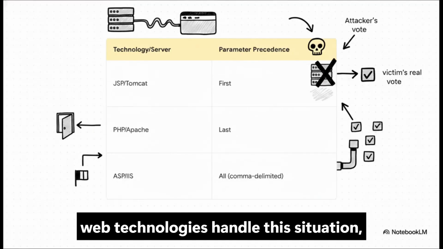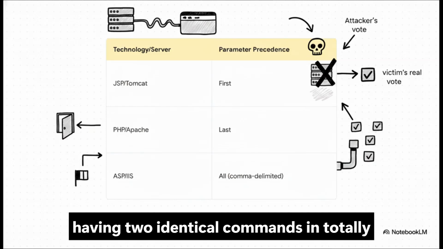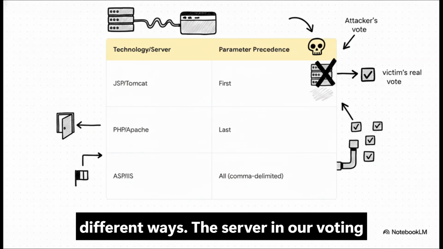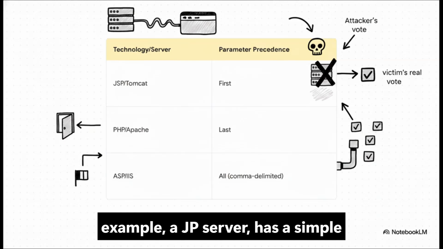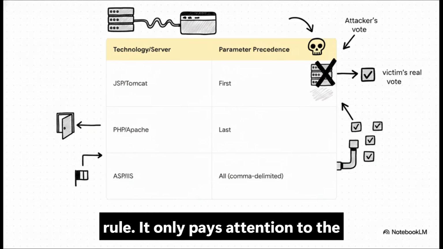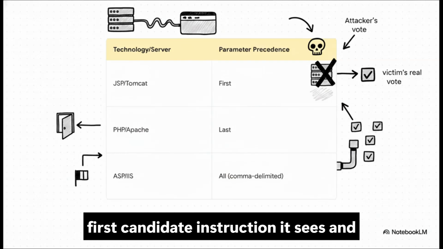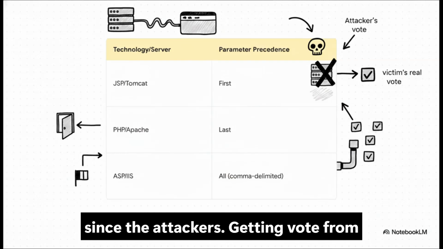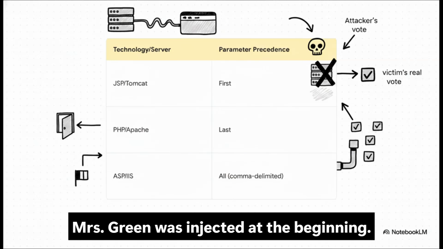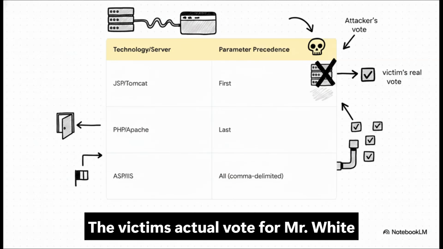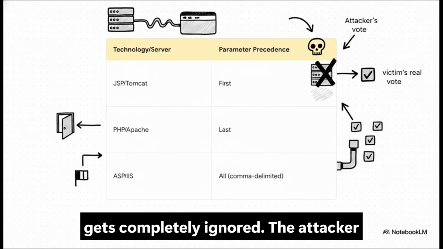Different web technologies handle this situation, having 2 identical commands, in totally different ways. The server in our voting example, a JSP server, has a simple rule. It only pays attention to the first candidate instruction it sees. And since the attacker's vote for Mrs. Green was injected at the beginning, the victim's actual vote for Mr. White gets completely ignored. The attacker wins.